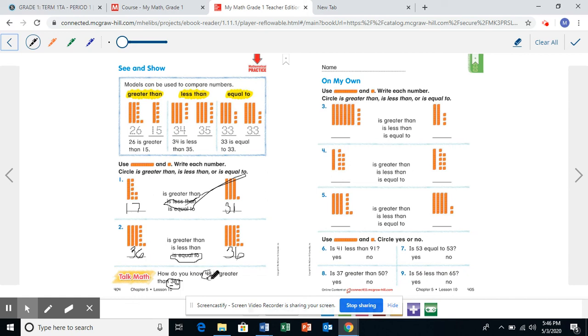So when we're comparing, 48 is greater than 38 because the 4 is in the 10's place, therefore it's 40. And the 3 is in the 10's place, therefore it's 30. Therefore, when I compare 48 and 38, 48 is greater.